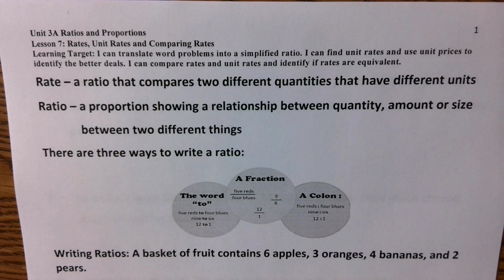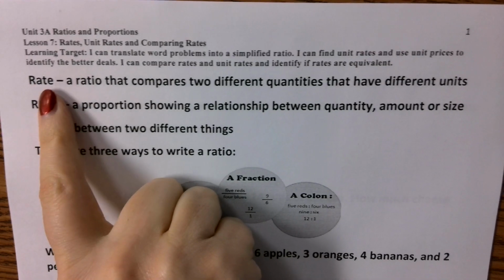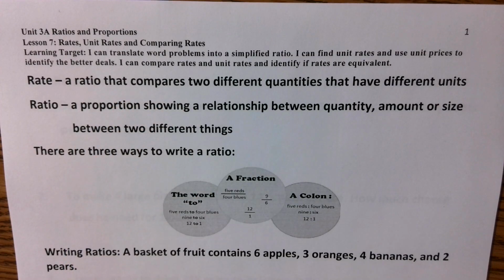So we are on lesson 7 right now. It's rates, unit rates, and comparing our rates and ratios together. So the first thing that we need to have an understanding of is some of our definitions. A rate is just a ratio that compares two different quantities of different units.